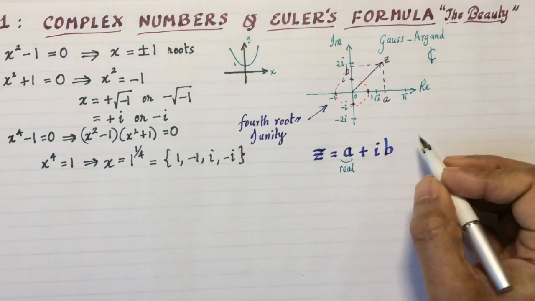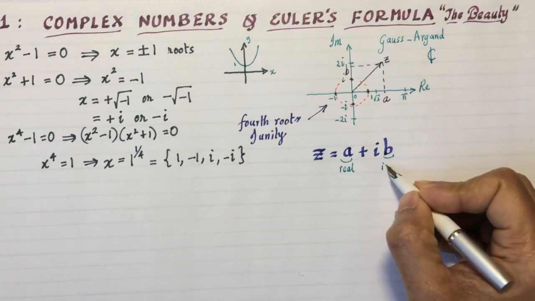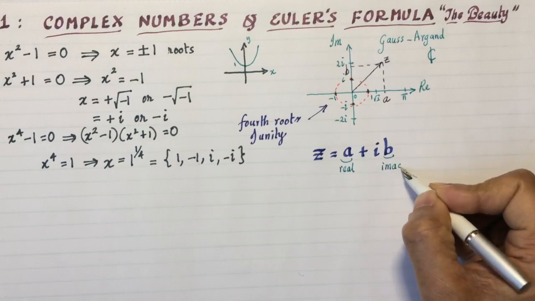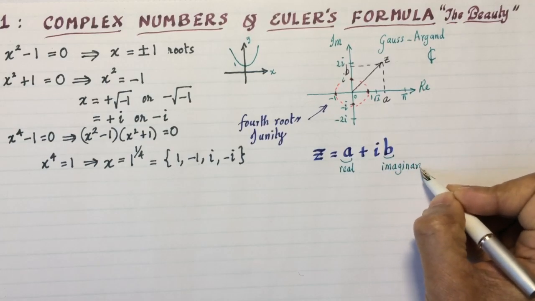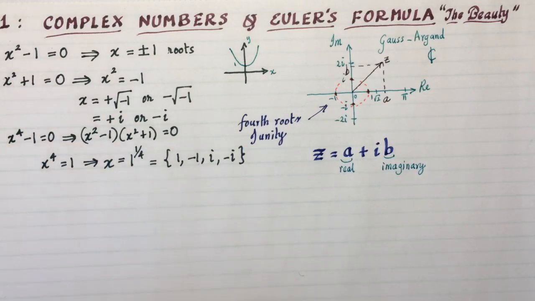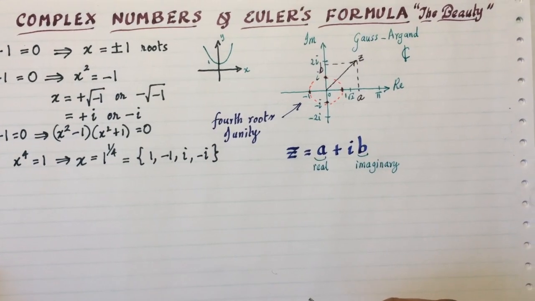You leave the i out of it and just refer to the b as the imaginary part. Now there's a very nice interpretation for this from a physics perspective. You can think of these as unit vectors. So what I will do is this.